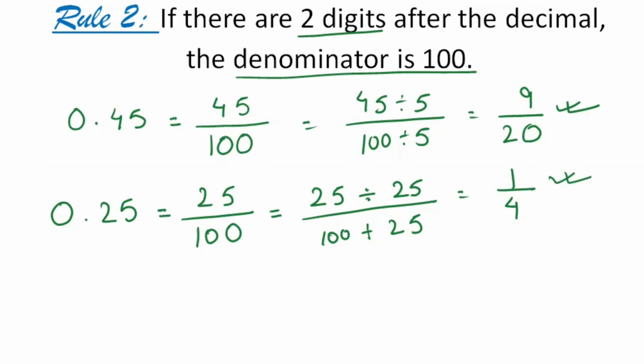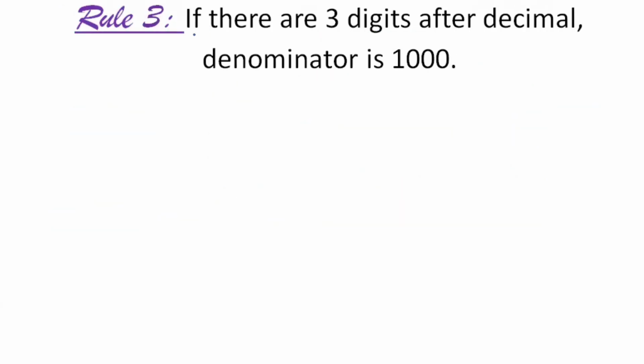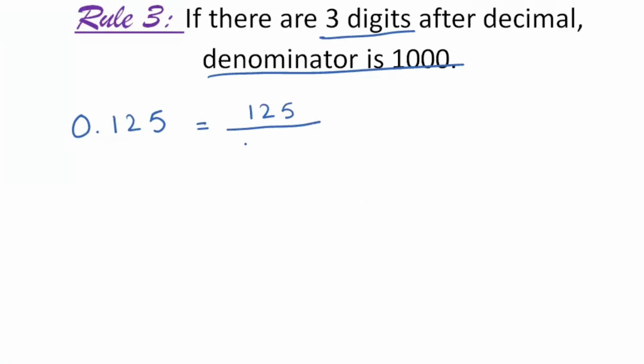Now let's go to rule number 3. Rule number 3 says if there are 3 digits after the decimal, the denominator is 1000. Okay, here 3 digits, so the denominator will be 1000. Example: 0.125. After the decimal, how many digits? 1, 2, 3. So how will we write this one? 125 will come in the numerator position and the denominator will be 1000, because after the decimal there are 3 digits. That's why the denominator is 1000.